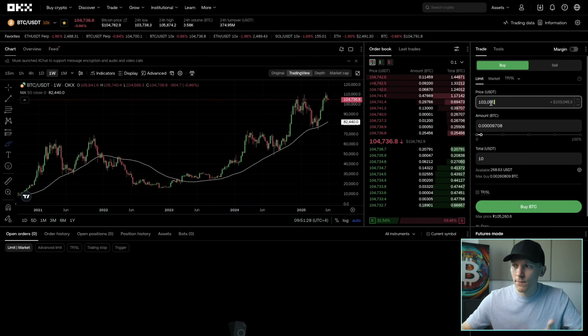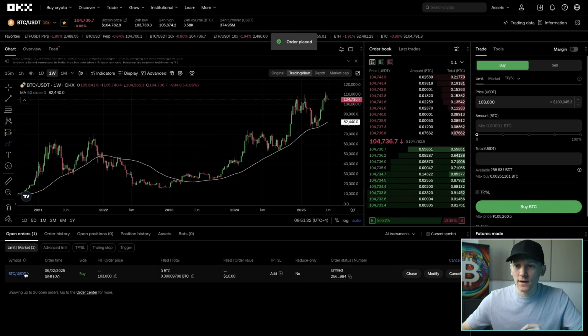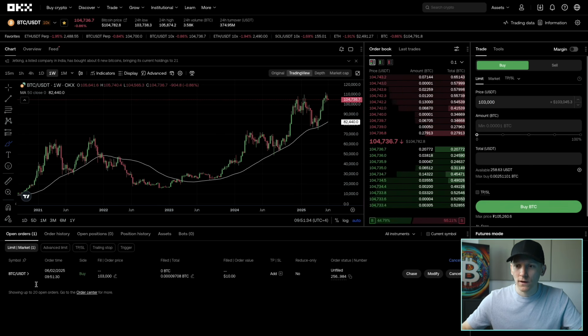So I'm saying I'm a buyer at 103. I'm going to press buy BTC. You can see it's down here. Now it's in open orders. The reason why it's open is because it hasn't traded yet. It's open and it's working.